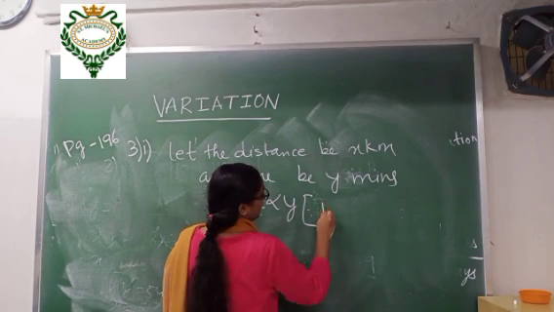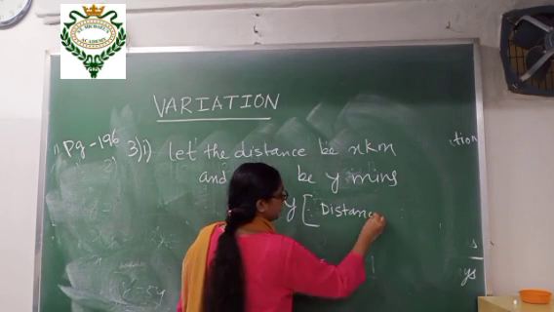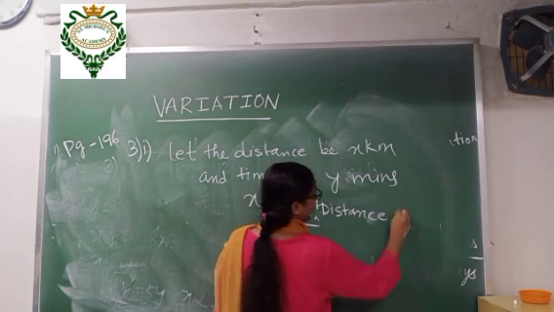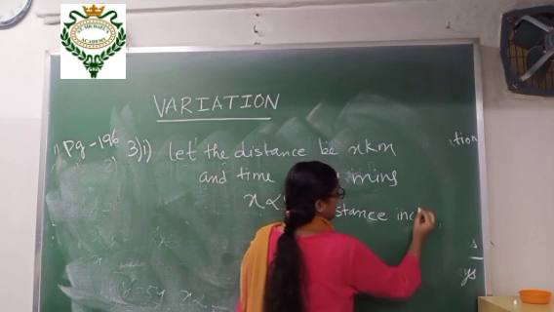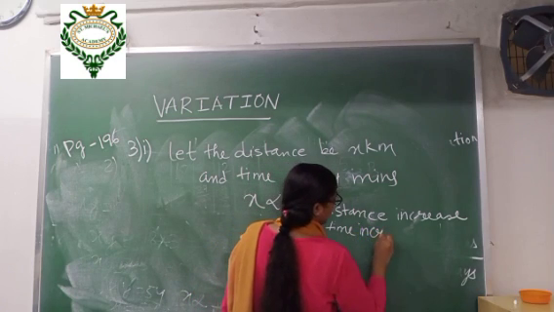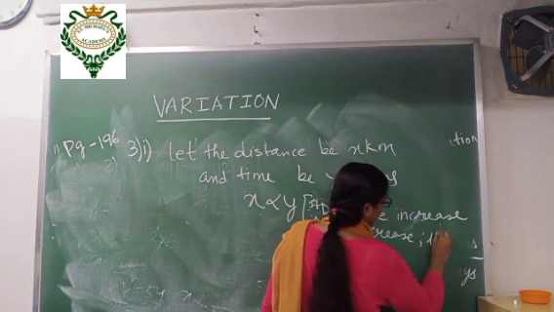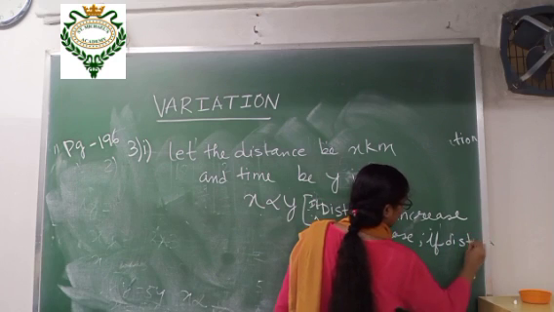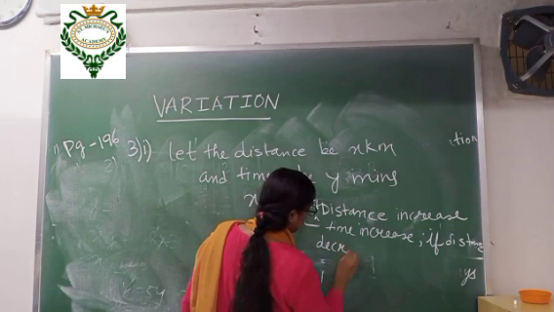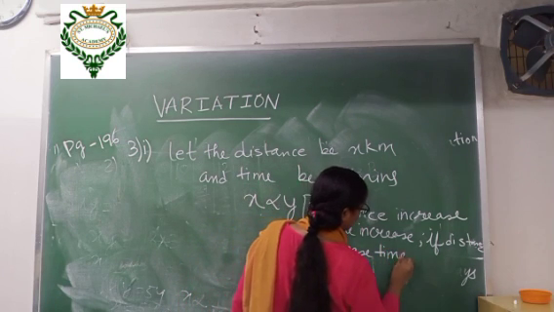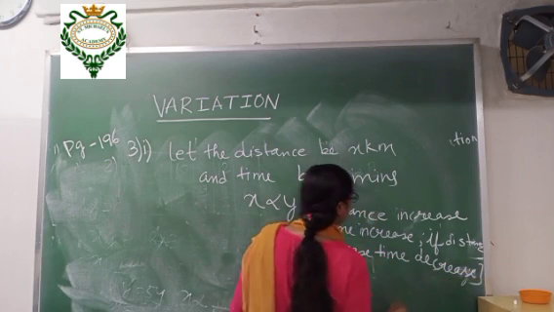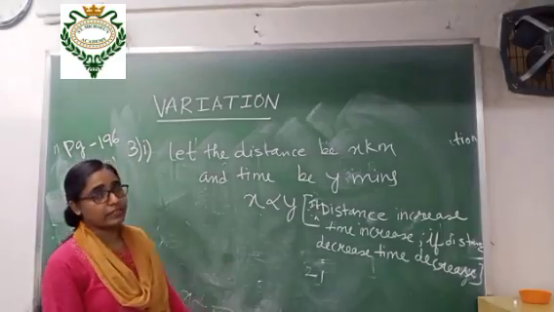Why? Because if distance increases, time increases. If distance decreases, time decreases. Give the reason. Why are you saying that x varies with y means direct relationship?